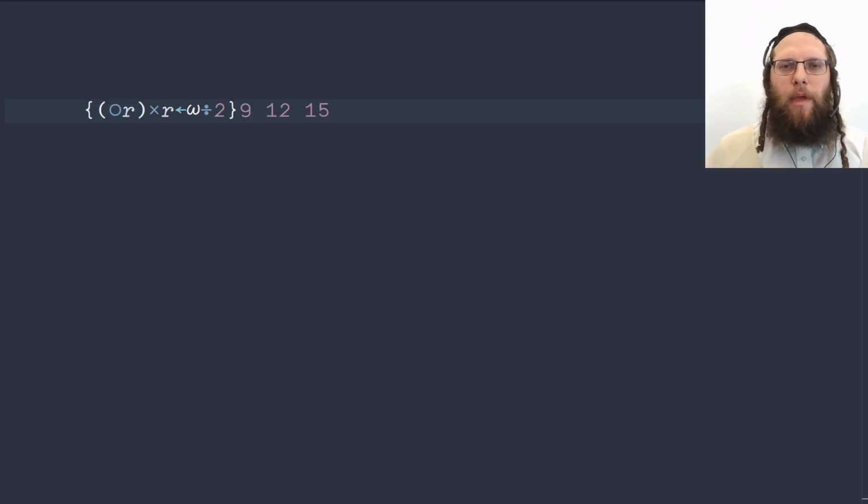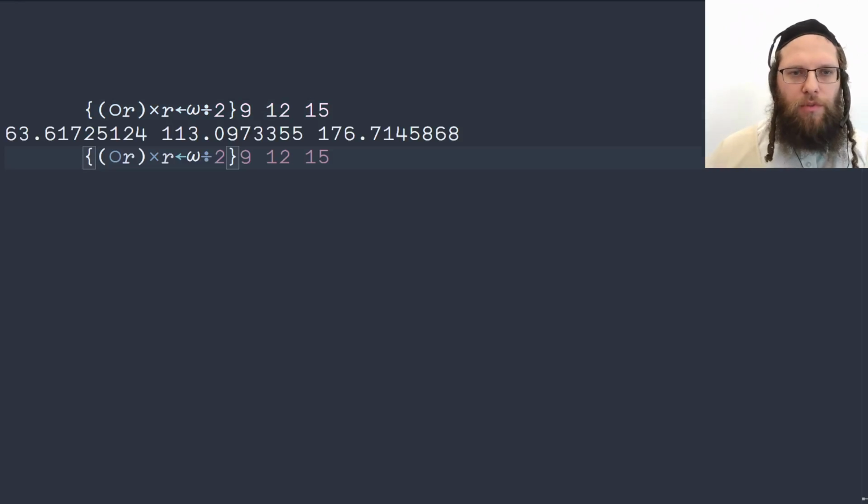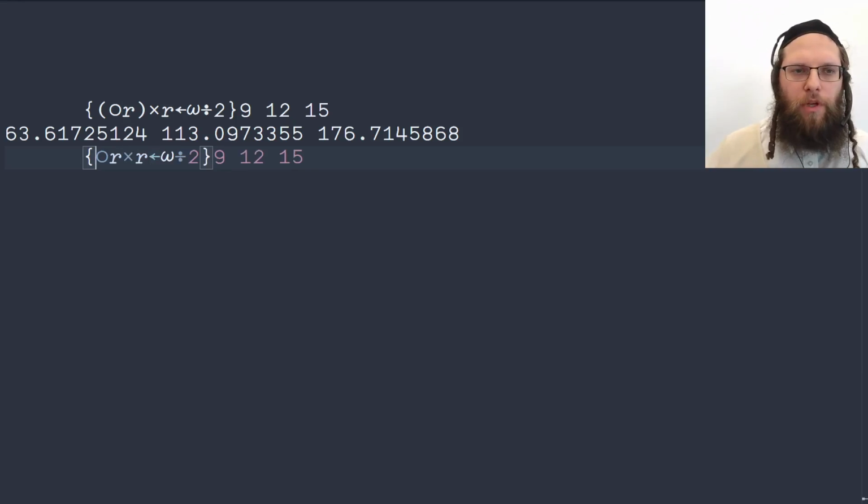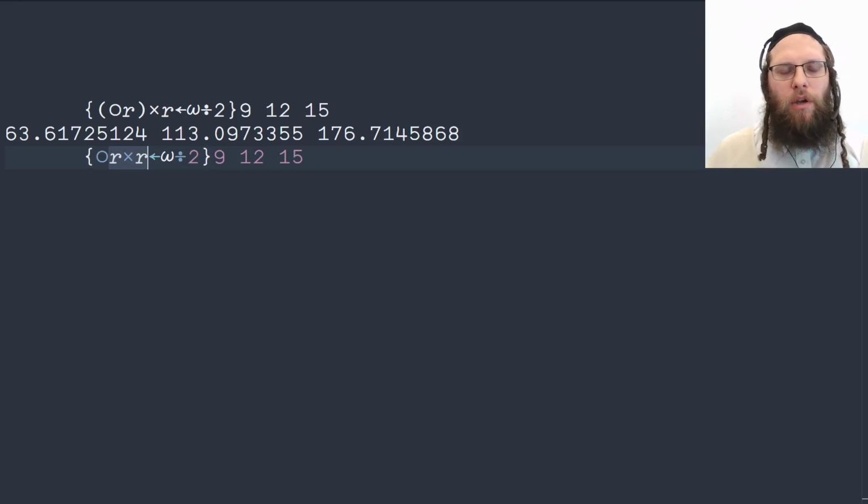APL automatically maps arithmetic operations, so it doesn't matter that we have 3 values here, it will just work. These are the areas of circles with diameters 9, 12, and 15. We are multiplying pi with r, and then we keep multiplying, and it doesn't matter which order we do the multiplication in. So we can remove the parentheses over here. And now it's very clear that we have r times r, or r times itself.